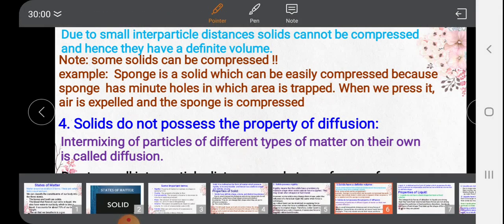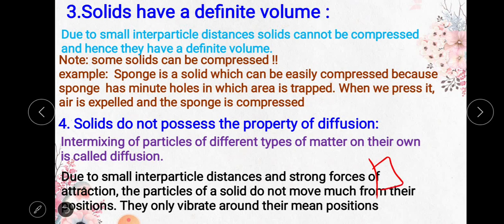For example, if I take a box, I cannot diffuse one box into another box. Why? Because they already have a fixed shape. We cannot fix them into one another. If it is small we can add it, but we cannot fix them into each other. We cannot diffuse them easily. So due to small interparticle distances and strong forces of attraction, the particles of a solid do not move much from their mean positions. They only vibrate around their mean positions. In a solid substance, the particles only vibrate about their mean positions, it will not change its shape, and we cannot diffuse solid substances.